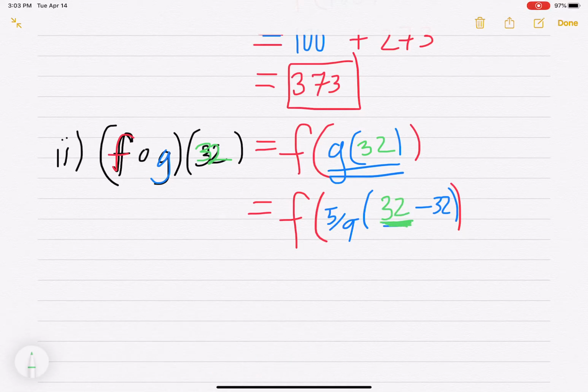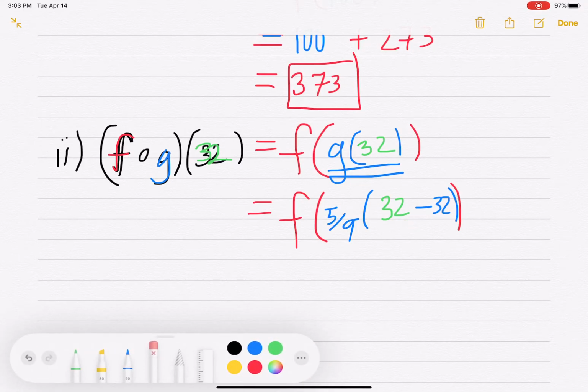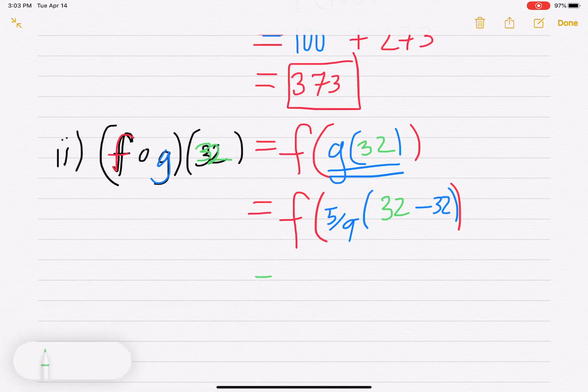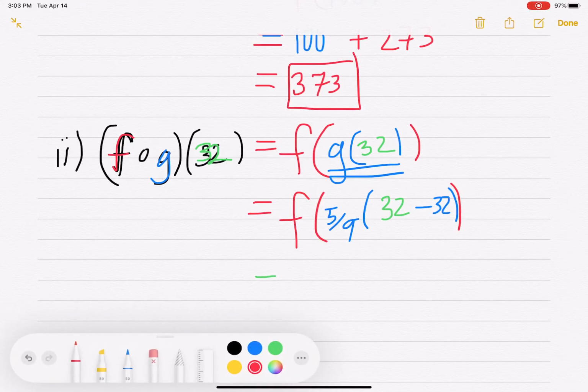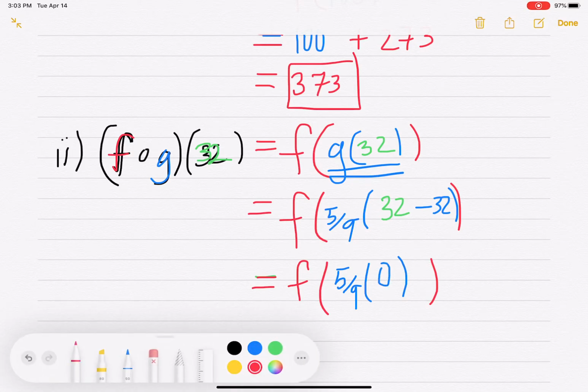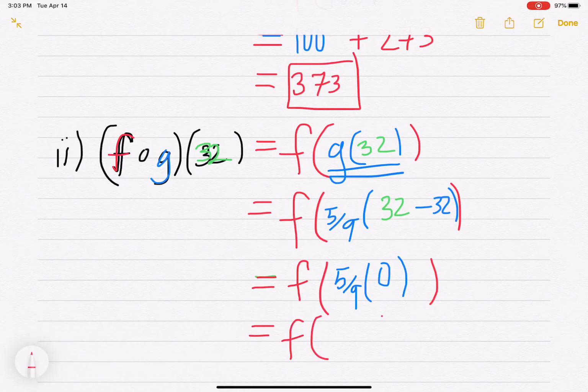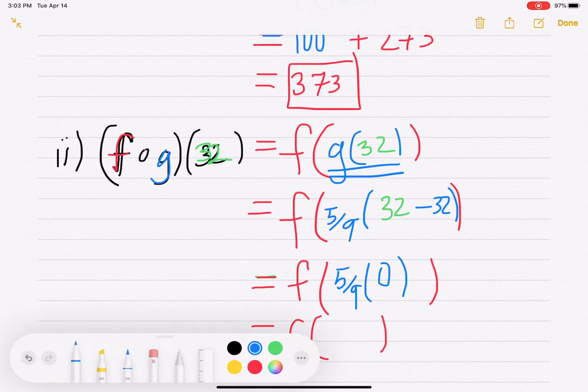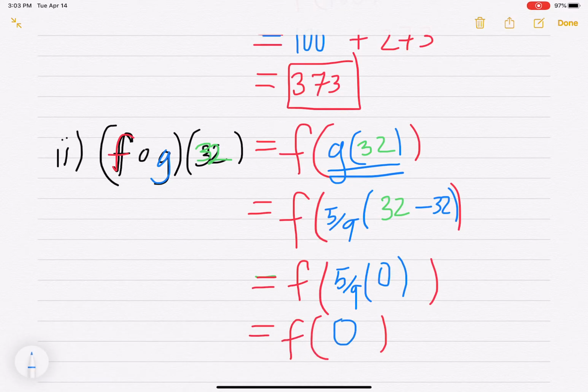Now we simplify this a little bit. I have what? F. Leave the F alone. Leave it on the outside. Work on the inside. Work on simplifying the blue inside. We're going to have what? 5/9. And remember, you do what's in parentheses. 32 minus 32 is 0, right? So we have F of, simplify the blue, 5/9 times 0. 5/9 times 0 inside there is 0. All right, so we simplified the blue. So now we have F of 0.